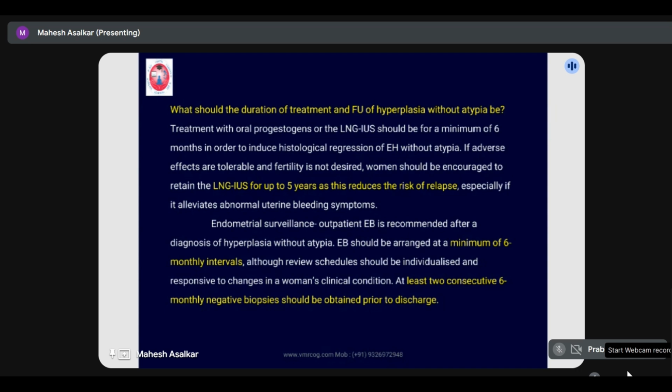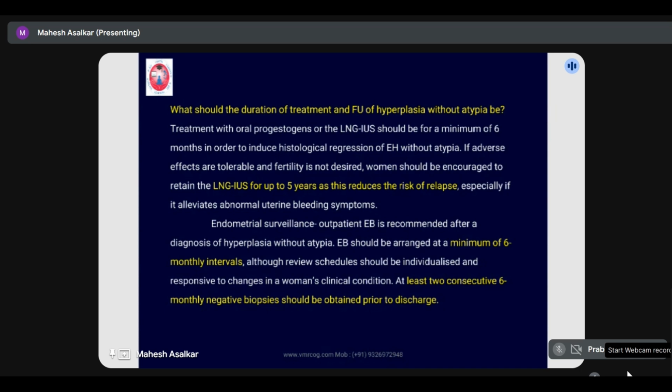Now you have treated this endometrial hyperplasia without atypia with progesterone. Then what surveillance are we going to carry out? It is an outpatient endometrial biopsy. Outpatient endometrial biopsy is recommended after a diagnosis of endometrial hyperplasia without atypia. Endometrial biopsy should be arranged at a minimum of 6 monthly intervals, although the review schedule should be individualized and responsive to changes in a woman's clinical condition. At least 2 consecutive 6 monthly negative biopsies should be obtained prior to discharge.